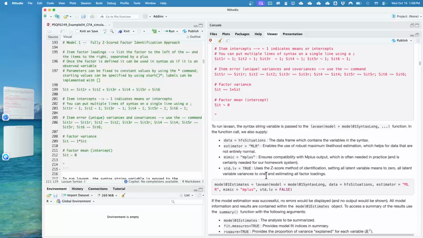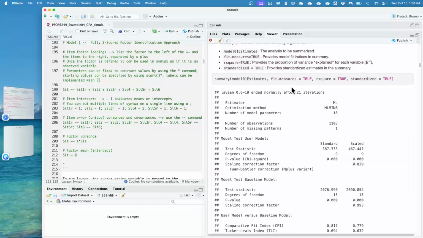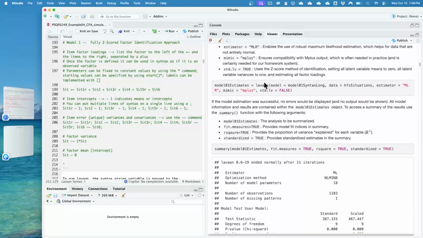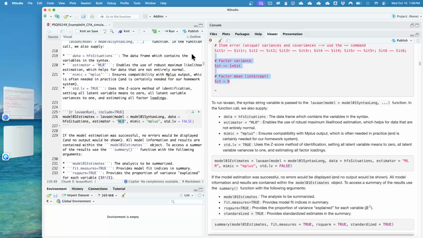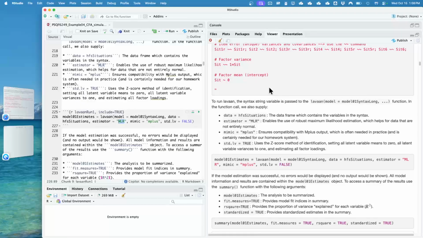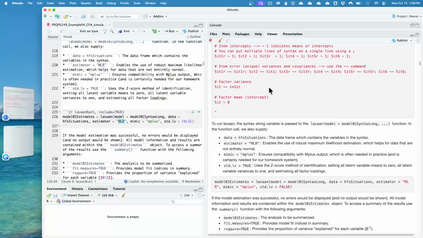Okay, so now that we have everything together, we will use the Lavaan function again. This is the same function I've been using in path analysis. We specify its model. We tell it its data set. The estimator should be MLR. I'm going to mimic M+, just in case you're using M+, and I'm not going to specify the standardized factor. That's because I specified it in my syntax. Okay. Questions on my syntax?